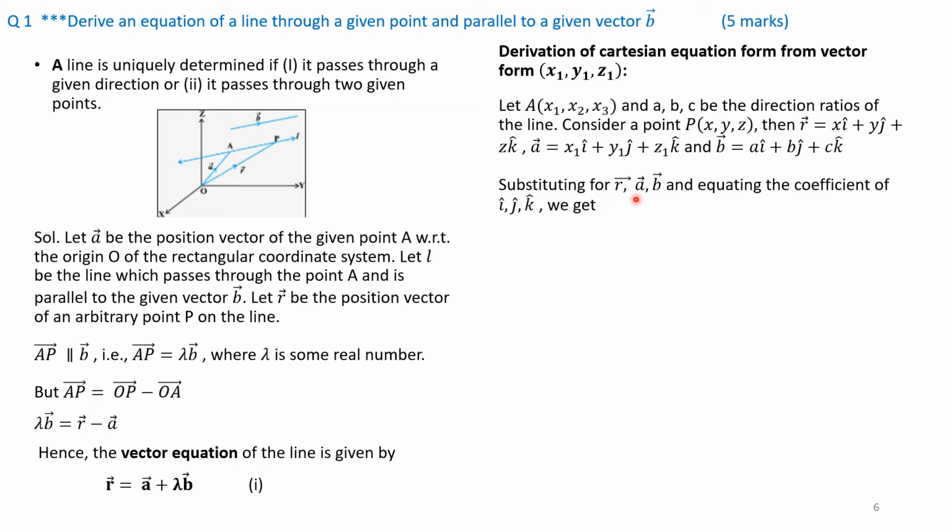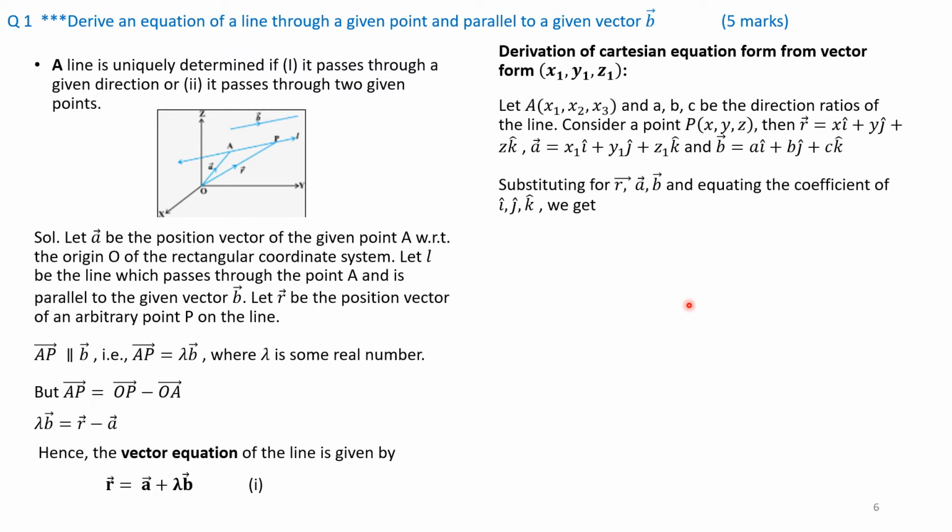Substituting for vector R, A and B and equating the coefficients, we get the following. In this equation, R is equal to xi plus yj plus zk, A is equal to x1i plus y1j plus z1k, and B is equal to ai plus bj plus ck. Please don't get confused between this coefficient of j, b, and the vector b. Vector b is different from the coefficient of j.